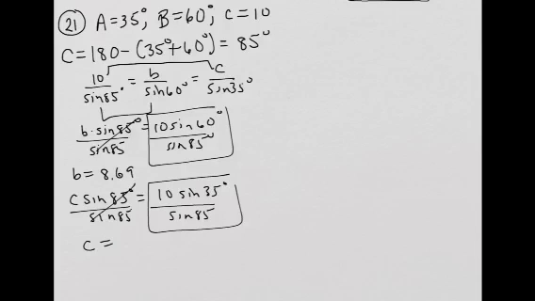Oh, I think I labeled it wrong. I'm sorry. They gave you C, so this is actually A. I've been writing it wrong all this time. So A, and this is A. So A would be 5.76.